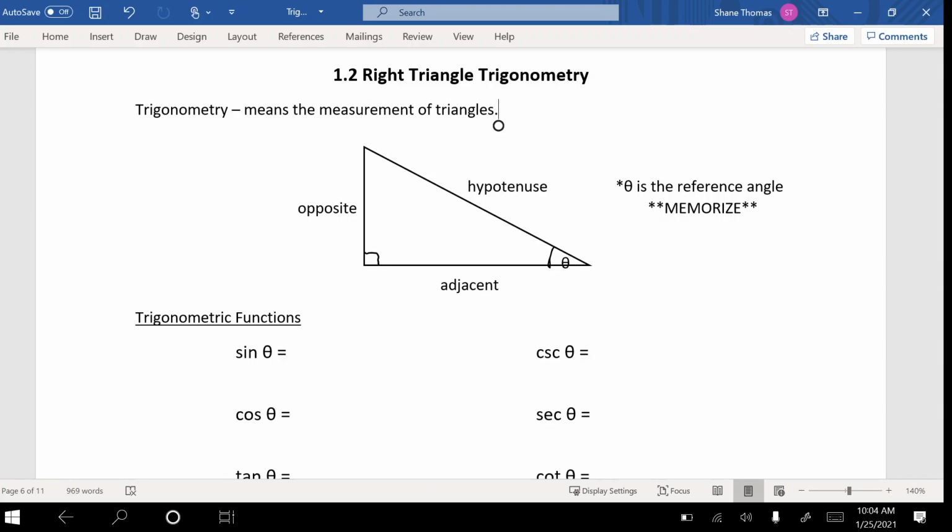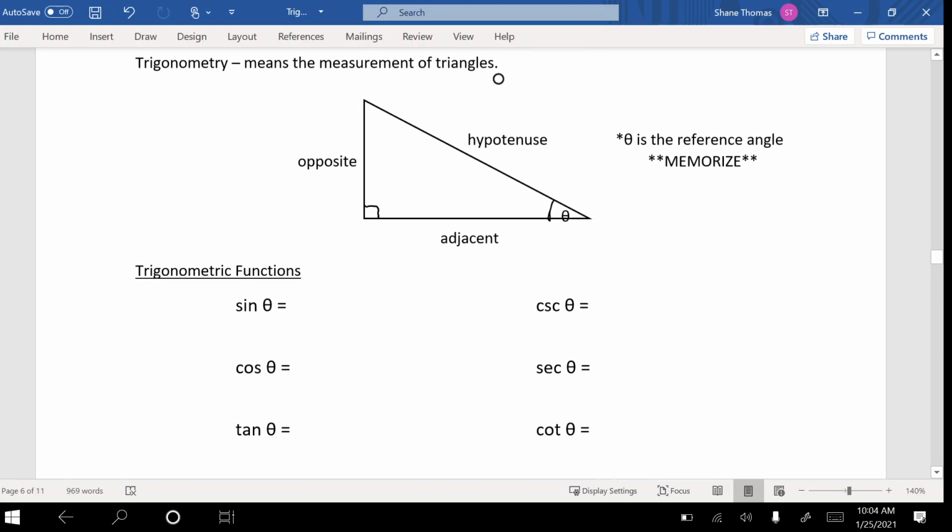Now, why do I need you to memorize this picture? Well, that's where all of these guys come into play. A trig function is basically a ratio. A sine of an angle is equal to a ratio based on the proportions of the triangle. You're just taking 2 or 3 things into account for this. So the sine of theta, the sine of your reference angle, is going to be your opposite over hypotenuse. So it's whatever your opposite side is over the hypotenuse.